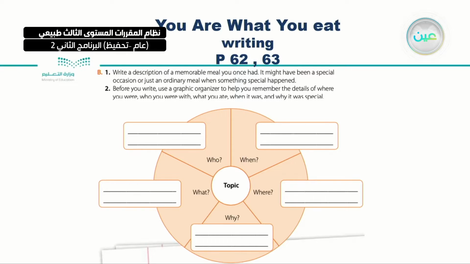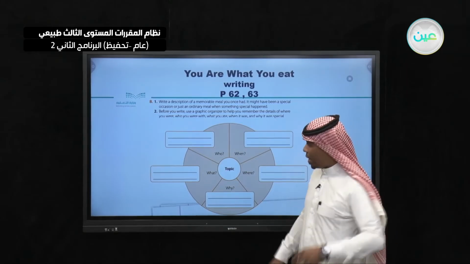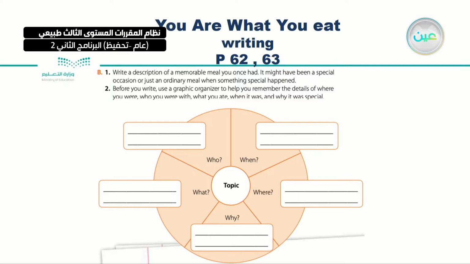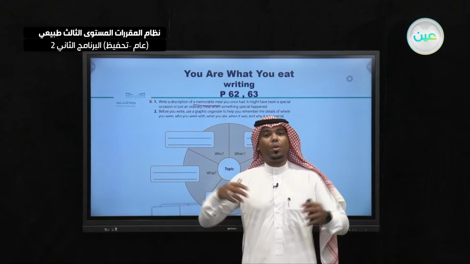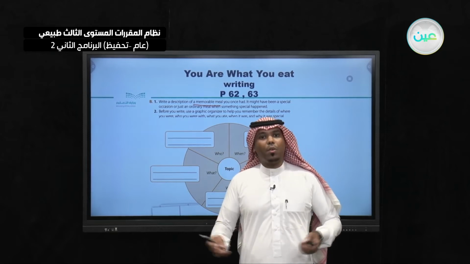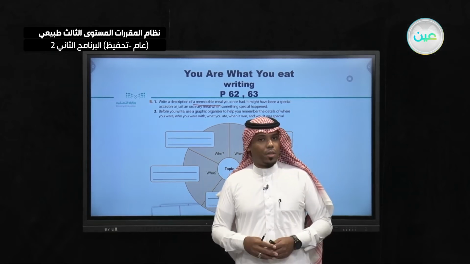What we are going to do today is writing mainly, as I said earlier. Write a description of a memorable meal you once had. So you are going to write about a memorable meal of yours, talking about you. It might have been a special occasion or just an ordinary meal when something special happened. For example, when you go on a holiday, or you gather with a family. It's a special occasion, a wedding sometimes.